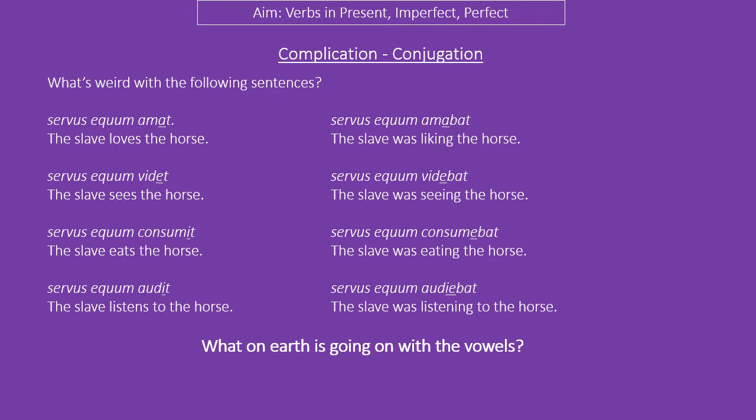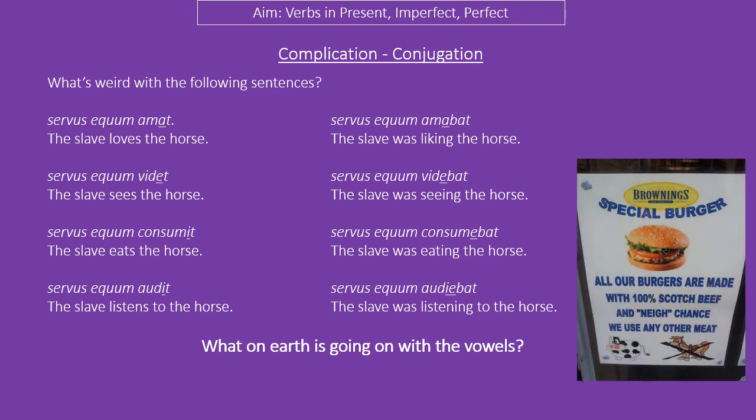The slave loves the horse. The slave was liking the horse, or was loving the horse. The slave sees the horse, was seeing the horse. The slave eats the horse, was eating the horse. The slave listens to the horse, was listening to the horse. The vowels keep on changing, even though the meaning of the sentence isn't changing hugely. All we're doing is changing the verb or the tense of the verb.